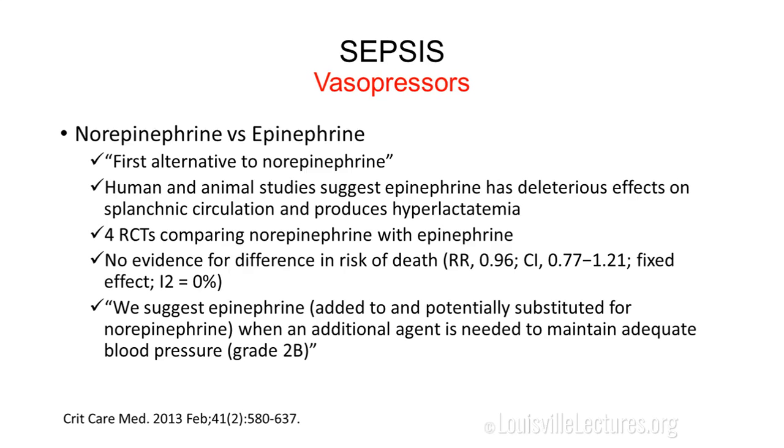I'm quoting the guidelines. We suggest epinephrine added to and potentially substituted for norepinephrine when an additional agent is needed to maintain adequate blood pressure. Bottom line is what they're saying is if you're maxing out on norepinephrine, you still need another pressor, go ahead and initiate epinephrine and potentially even replace the norepinephrine with epinephrine.